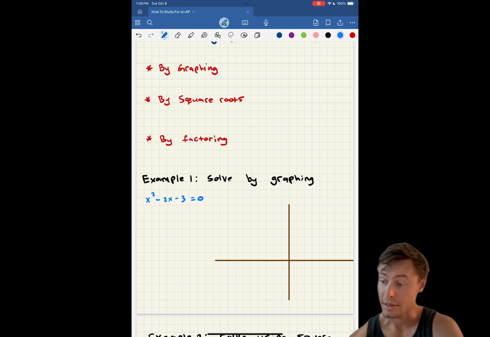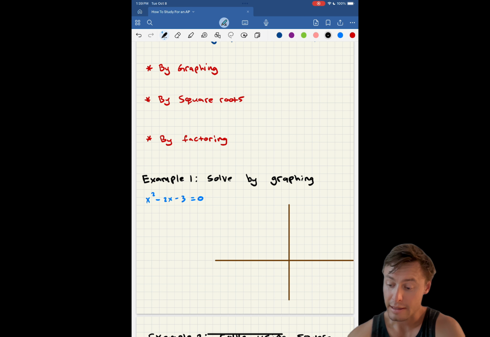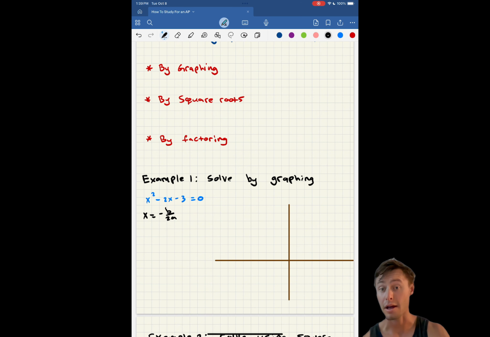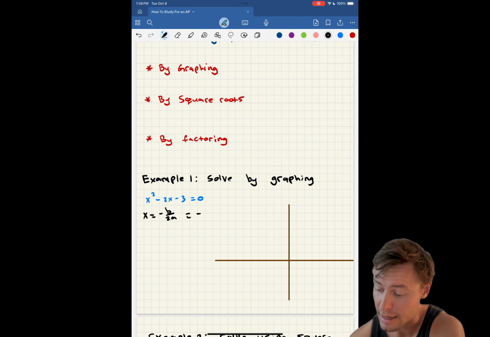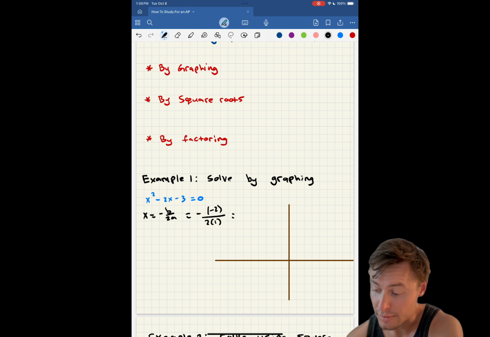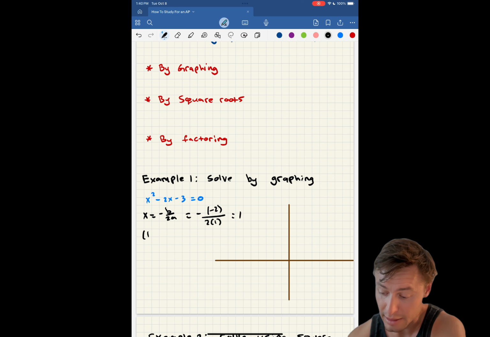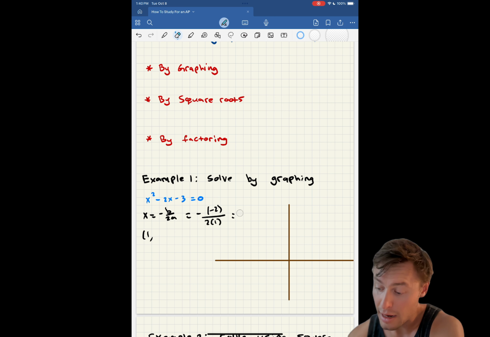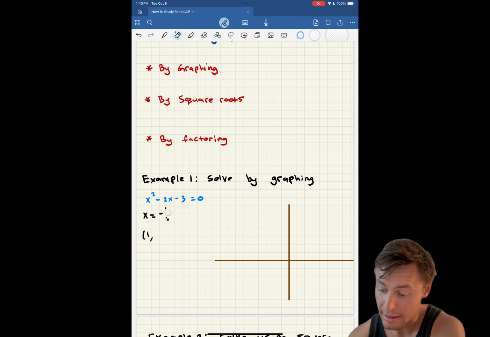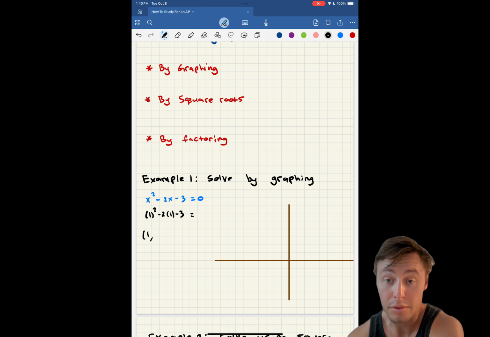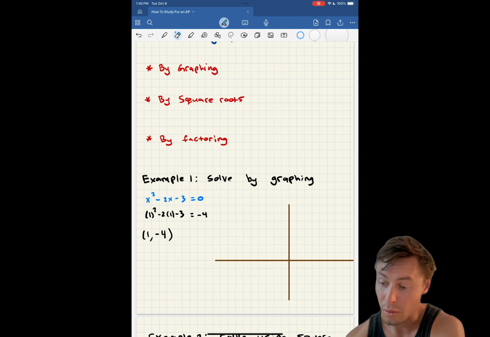First thing I want to do is find the vertex of this equation. And if you remember, the vertex can be found by employing the formula negative b over 2a. That'll give you the x value of the vertex. So in this case, that would be negative negative 2 over 2 times 1, which is positive 2 over 2, which is 1. So the x value of my vertex is 1, and to find the associated y value of my vertex, I just plug that back into the function. So it would be 1 squared minus 2 times 1 minus 3, which is 1 minus 2 is negative 1, minus 3 is negative 4. Great, so my vertex is at (1, -4).